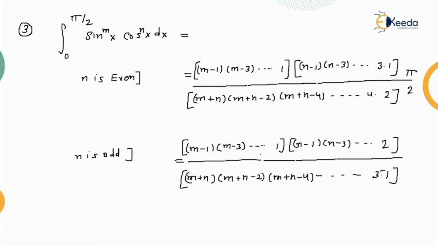Okay, so the two cases we understand here: one is n is even and one is n is odd. And the implementation of this is so easy. So here I'll just give you one example. Let's see, for example, you have to calculate the value of this term, like the integral from 0 to pi by 2 of sine raised to power 5 theta.